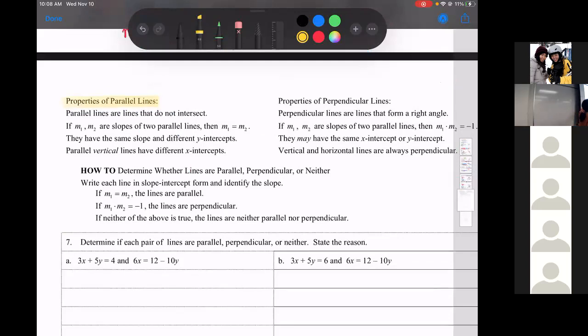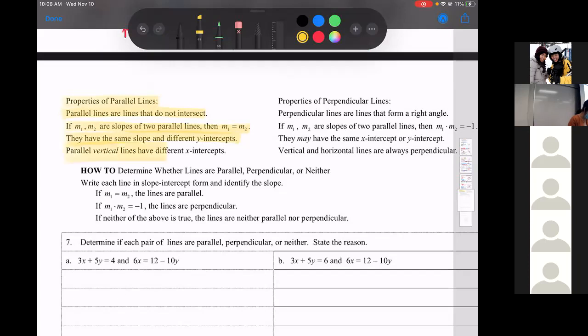So, the properties of parallel lines. If they're parallel, the first thing is they have the same slope. If the two lines are parallel, do they ever meet each other? No, right? They're each in their own path. They have the same slope but different y-intercepts. If they have the same intercept, they're going to be on top of one another.